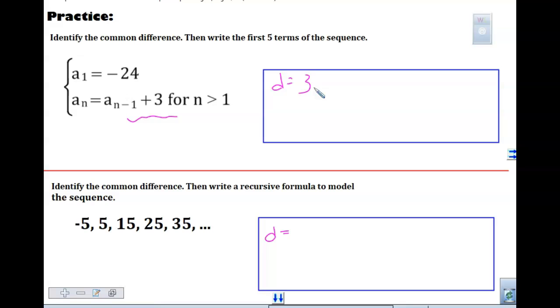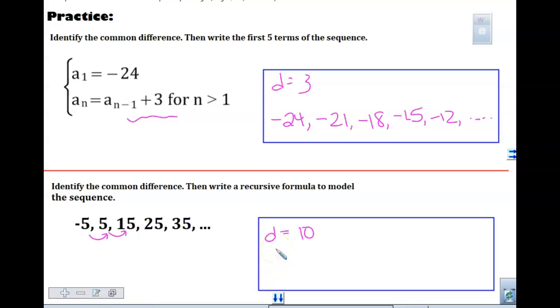They asked us to write the first 3 terms. So we're going to take negative 24, right? We're going to add 3, which gives us negative 21. Keep going. Negative 18, right? Negative 15. Negative 12. Okay? Down here, it says identify our common difference. Common difference in this one, Jacob, would be 10. Oh, yeah, we are definitely adding 10, positive 10.